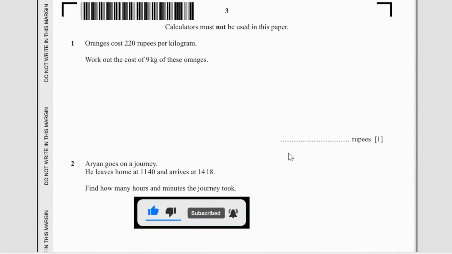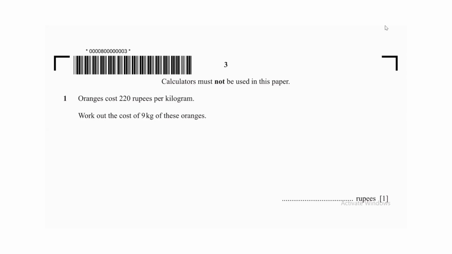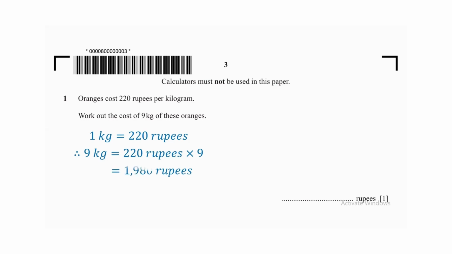Let's go now to question number 1. Oranges cost 220 rupees per kilogram. Work out the cost of 9 kilograms of these oranges. Here, 1 kilogram equals 220 rupees. 9 kilograms equals 220 times 9 rupees. So, the answer is 1,980 rupees. We write this on the answer space provided.